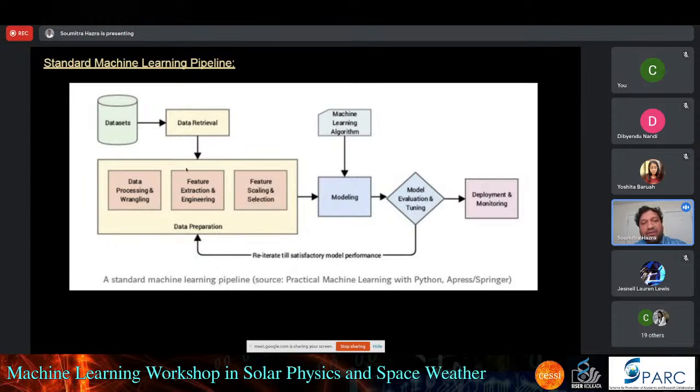In the standard machine learning pipeline, first we have to generate the data set. After generating the data set, we have to do some pre-processing or feature extraction. After that, we apply the machine learning algorithm on this data set. And finally, we evaluate the results of our model. If the result is good, we will employ it to predict.